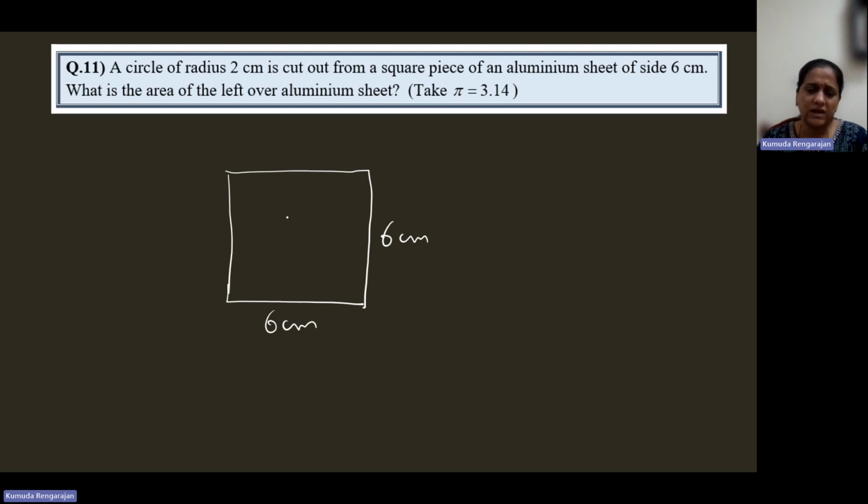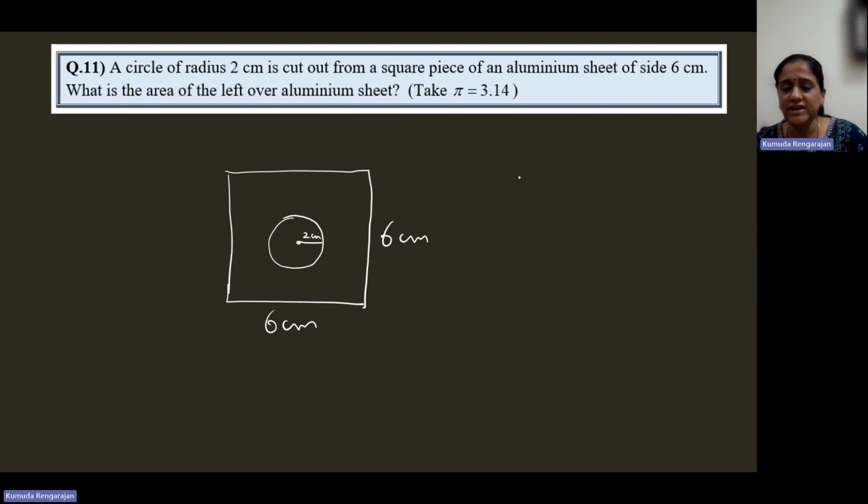Maybe you cut it anywhere, but I'll just take it in the middle, like this. 2 centimeter radius. You remove this. What is the area of the leftover aluminum sheet? So the area of the leftover aluminum sheet will be the area of the square minus the area of the circle.